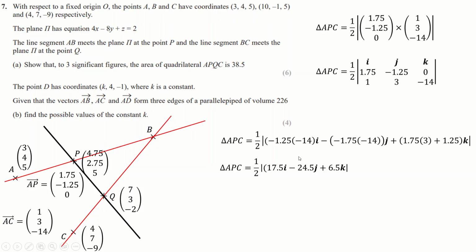And then, of course, to find the magnitude of this vector, this ijk vector here, I can just do this squared plus this squared plus this squared, square rooted, times it by a half at the end, and I end up with this figure here. That's the area of the triangle APC.